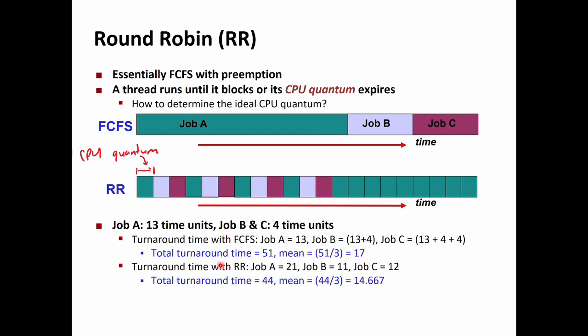Now the turnaround time with round robin will be slightly different, so we can see it here. Job A will end at time 21. So it takes longer for job A, but job B will be out at 11 and job C will be out at 12. When you add them up, you get 44, and the mean time is 14.6. So you can see that the round robin policy tends to have a better turnaround time for the processes.